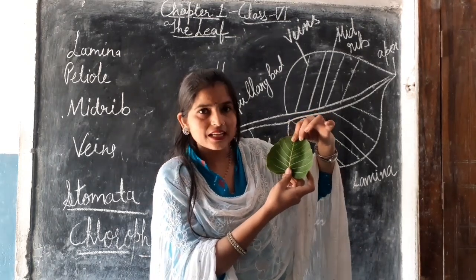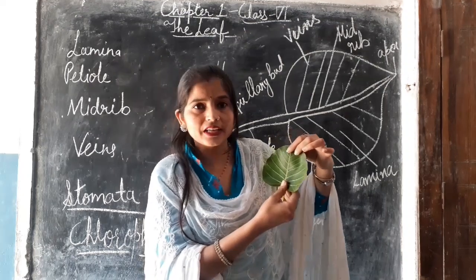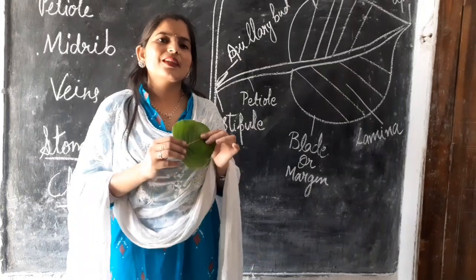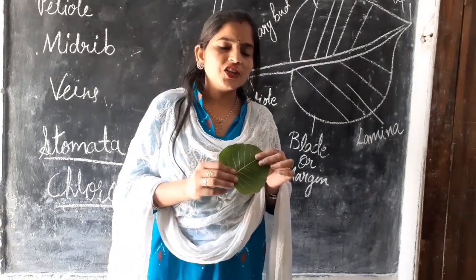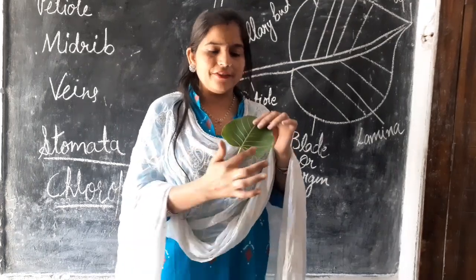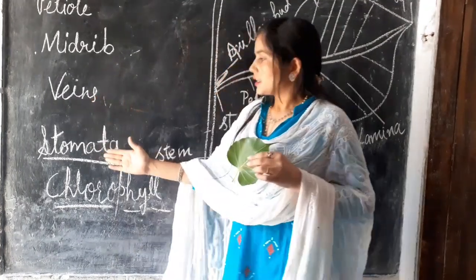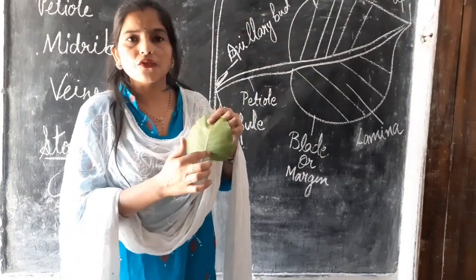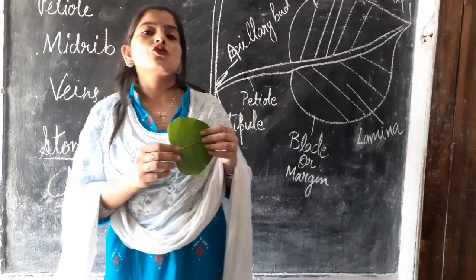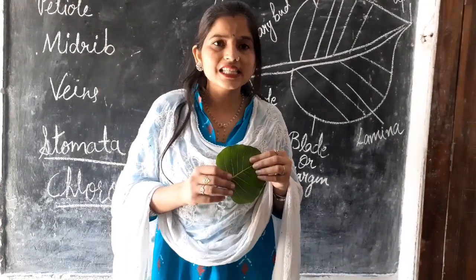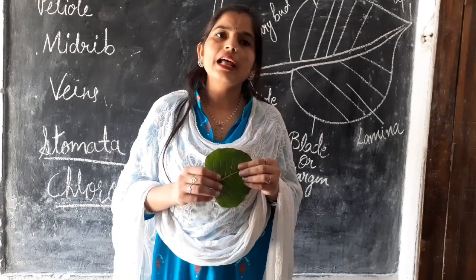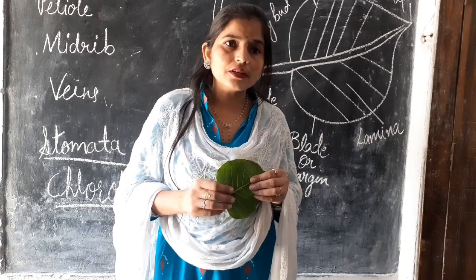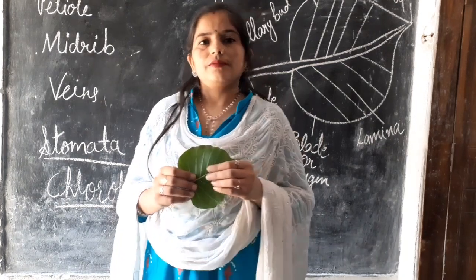These are the veins, and these veins transport food and minerals to the plant. These veins also provide shape and support to the leaf. Now stomata. There are minute pores on the lower surface of the leaf. These stomata allow gases to move in and out of the leaf. They also help to remove excess water through transpiration.